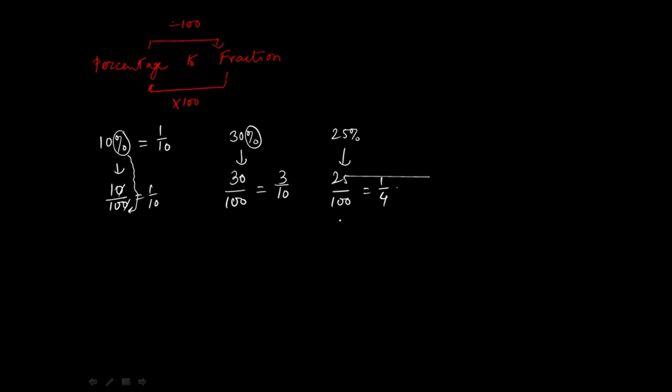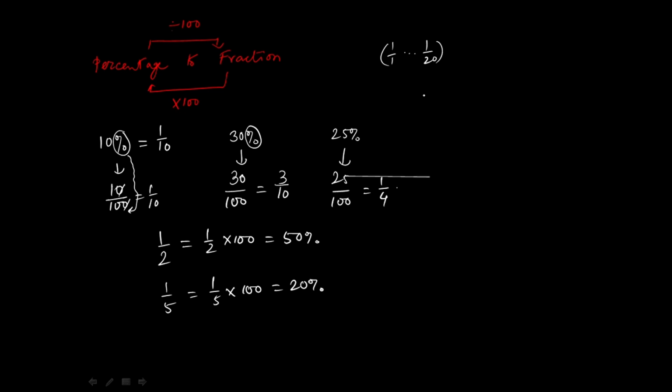If it's given 1 by 2, what's the percentage value of this number? 1 by 2 into 100. So it's 50%, right? Here you have seen 1 by 4. Similarly, if we see 1 by 5, what will it be? 1 by 5 into 100. So it will be 20%. In this way, you have to remember values from 1 by 1 to 1 by 20. Okay. How do you calculate this?